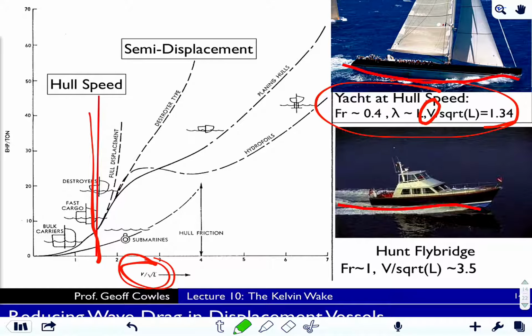To get past this point here, you have a couple options. So this is the full displacement resistance curve. It just goes up very rapidly. You can see like this.